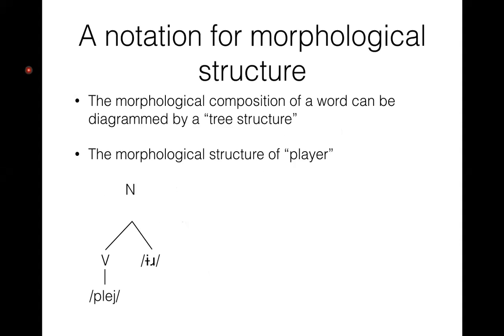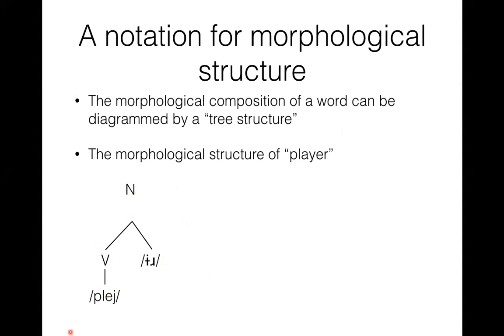So you can also call this the internal structure of words in English. You can draw a tree structure for the morphological structure of player. You have play, which is a verb, and then you combine that with ER, right? So take a verb, combine that with ER to create a noun.